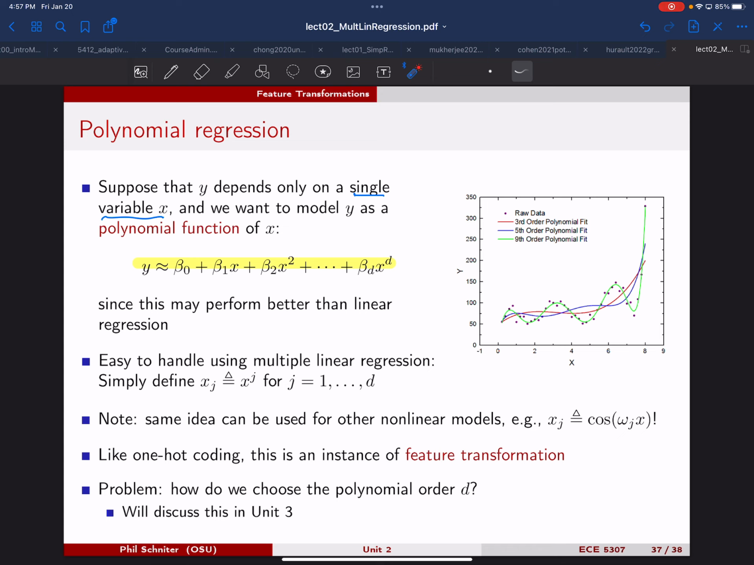This is definitely a useful thing we might want to do. The first point is we have all the tools to do this, right? Linear regression works fine for this in the sense that all we have to do is define feature x sub j as x to the power j. It's like we've taken our single x and we've created d different features just by taking it to different powers. So that means we can go ahead and use all the stuff that we did previously in this unit, and it works. So that's great news, right?